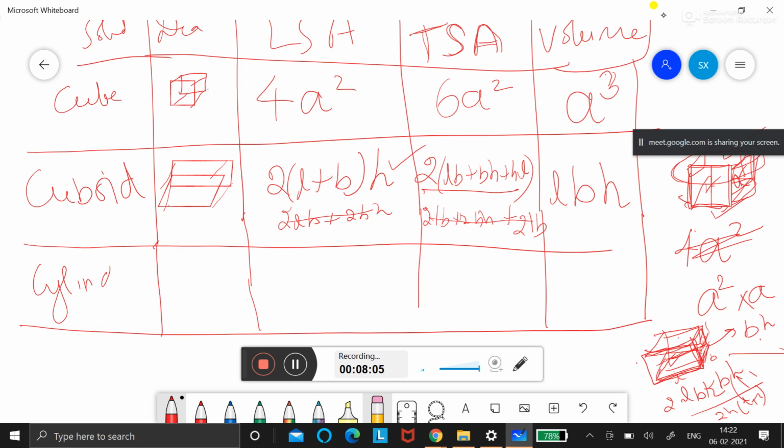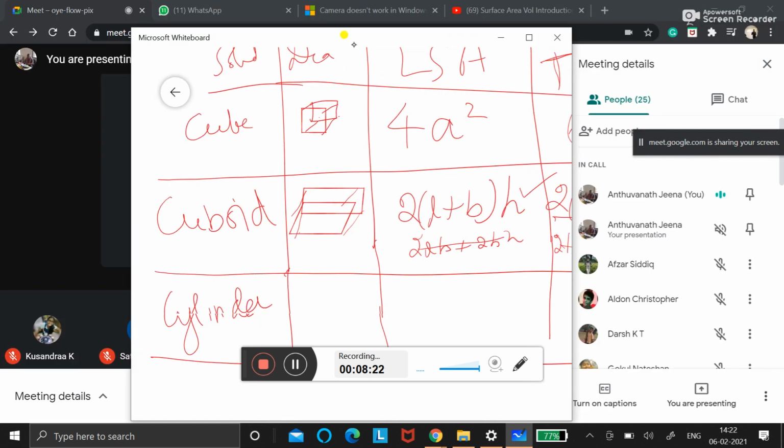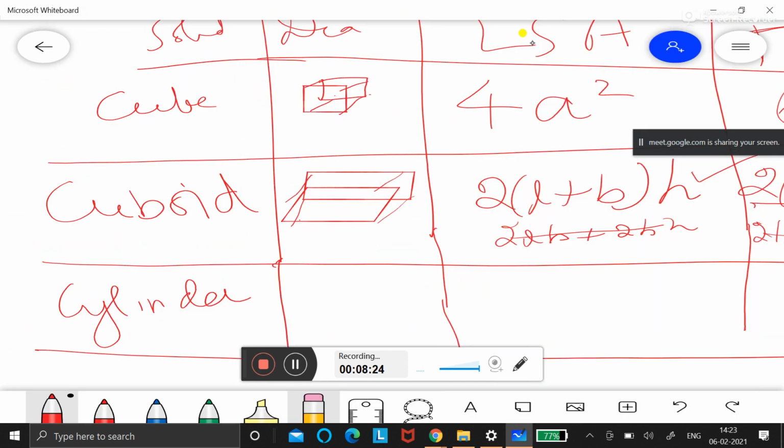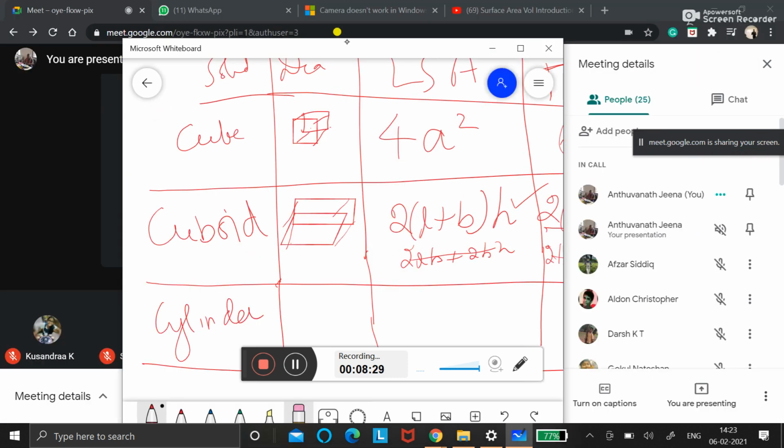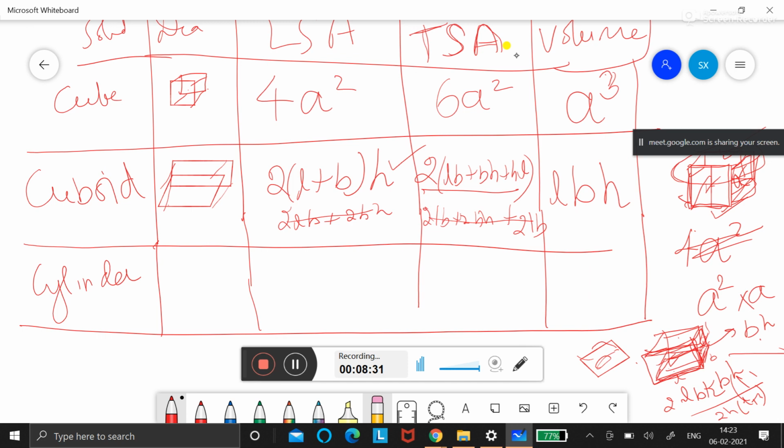Then cylinder I will teach you. What will happen in cylinder? When you take a rectangular sheet of paper, if you round it, it will become a cylinder, right? But in cylinder, instead of LSA, we will be writing CSA. CSA means curved surface area. So CSA will be, you will be writing, 2 pi r h.